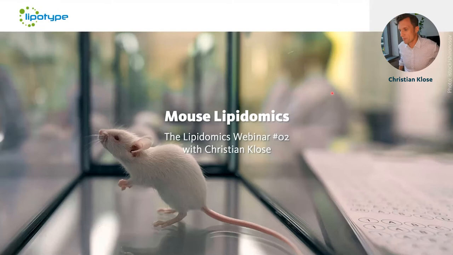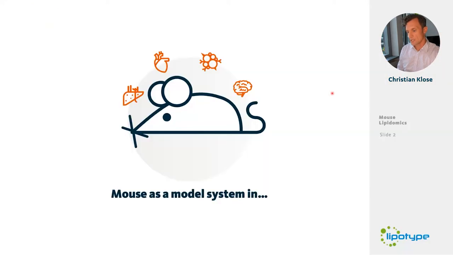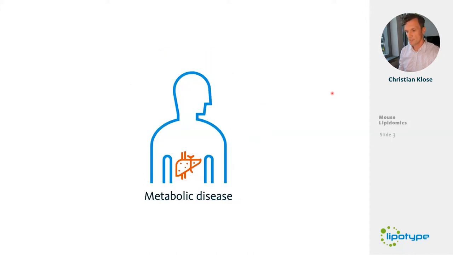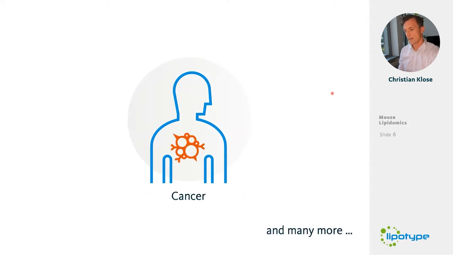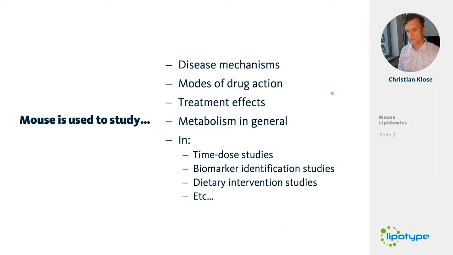So welcome everybody to today's seminar on mouse lipidomics, in which I'm going to answer the question whether mouse and lipidomics are actually a perfect match. As you all know, mouse is used as a model system for the study of a variety of different diseases, such as metabolic diseases, cardiovascular diseases, but also neurological disorders and cancer and many, many more. And the mouse is used to study things like disease mechanisms, modes of drug action, treatment effects, metabolism in general.